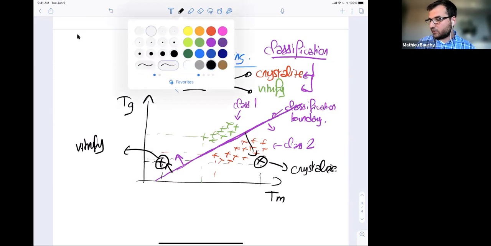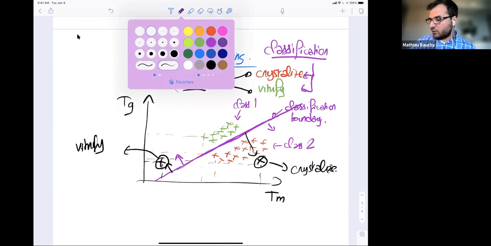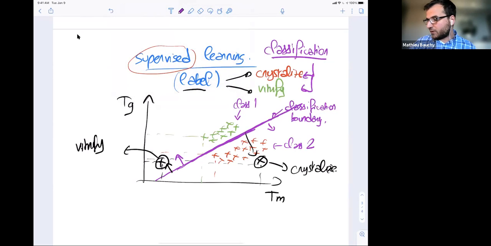You look at the data that you have. Based on the data, you find a decision boundary. You find a boundary that separates those groups of data. That's the process of learning. And once you have this, then you become able to make some predictions. You can take new glasses that the model has never seen before and use that to predict if they are going to crystallize or not.